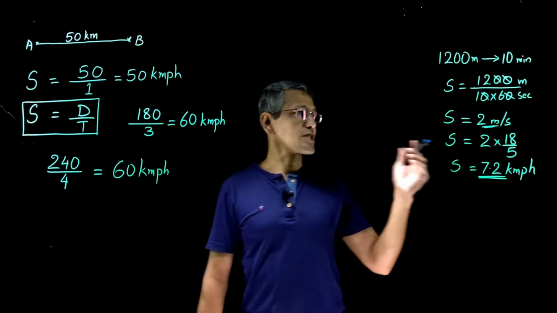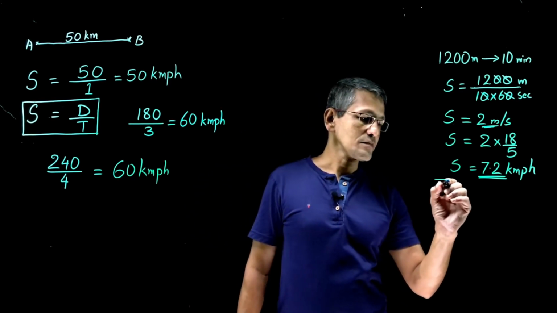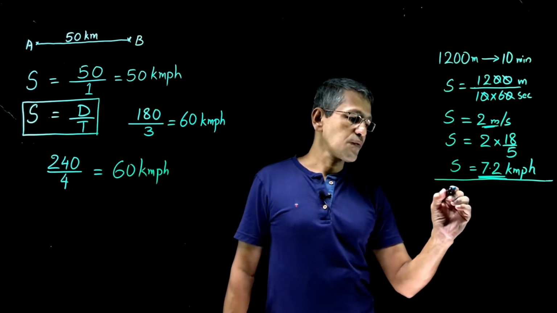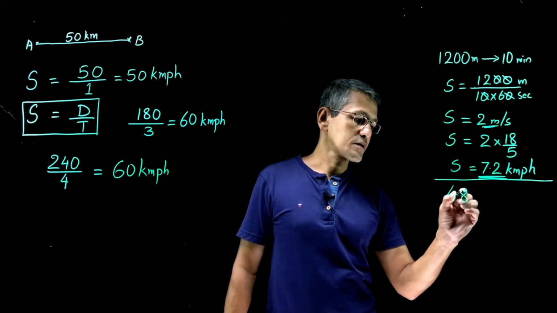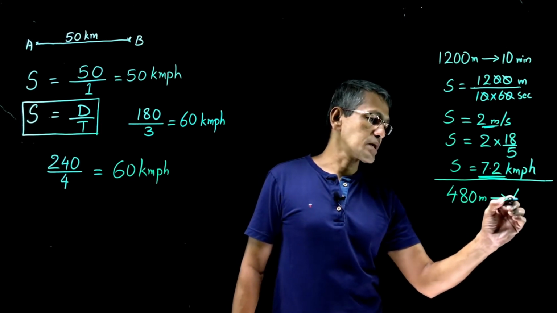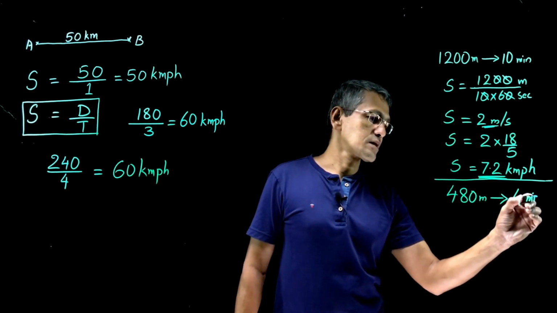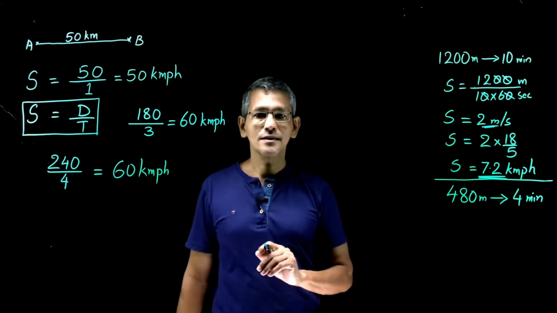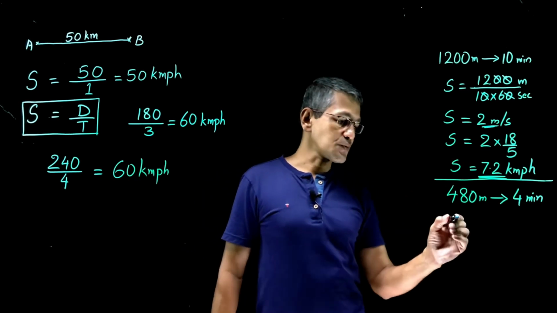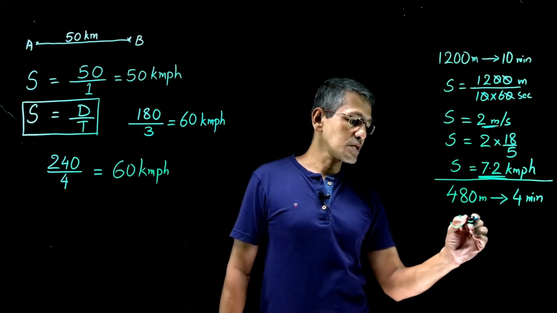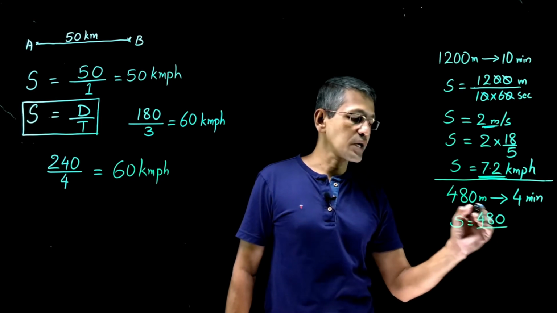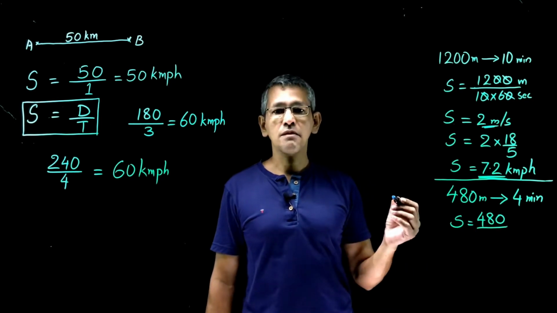All right, let's take another example. Here is a person who walks 480 meters in 4 minutes. So what is the speed? Same case, right? Similar situation here. Speed is equal to what? Distance divided by time. So distance is 480 meters, divided by time in seconds.